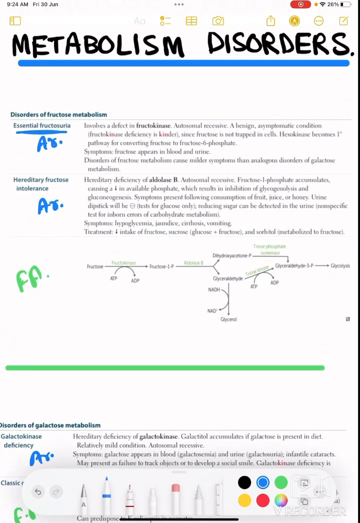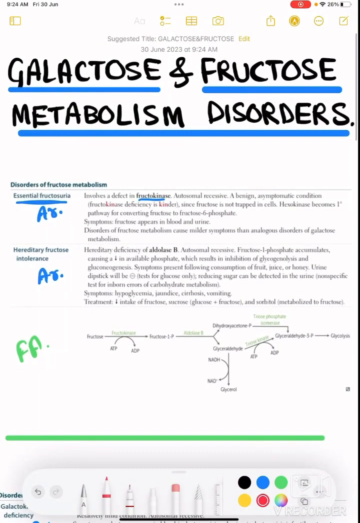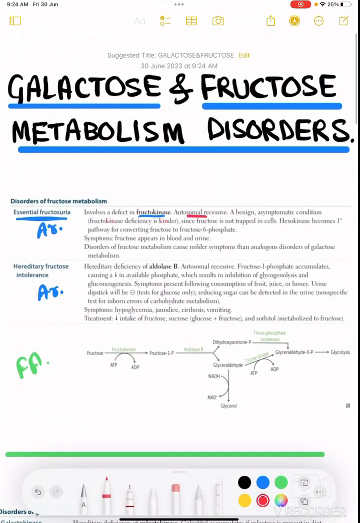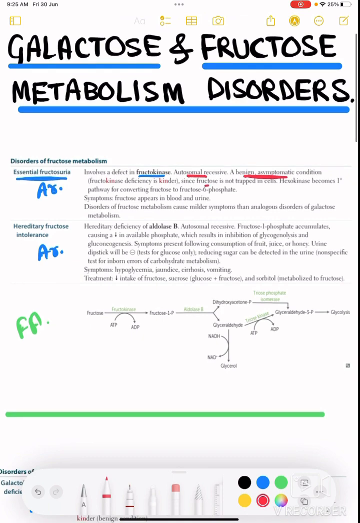So first of all, essential fructosuria. It involves the deficiency of fructokinase. We all know that, right? If you are deficient in this particular enzyme, this will lead to essential fructosuria. It is named essential because nothing happens in this particular disorder. Autosomal recessive condition, I already told you, all these 4 are autosomal recessive. Benign asymptomatic condition, right? Since fructose is not trapped in the cell, it is a benign asymptomatic condition. Symptoms: fructose appears in blood and urine, right?